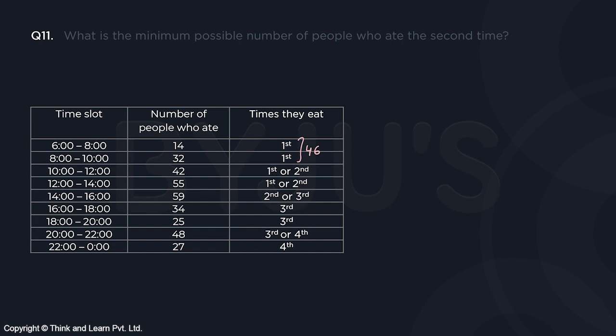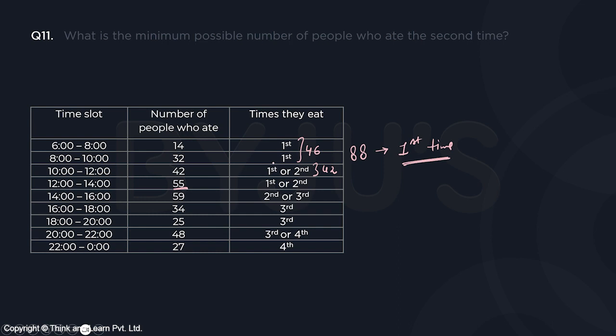That's it. From 10 to 12, 42 people ate for the first or the second time. So let us assume these 42 people also ate for the first time only. So till now we have 88 people and they all have eaten for the first time. Now, can I take all of these 55 people also assuming that they all ate for the first time? The answer is no, I cannot do that. What is the reason for that?